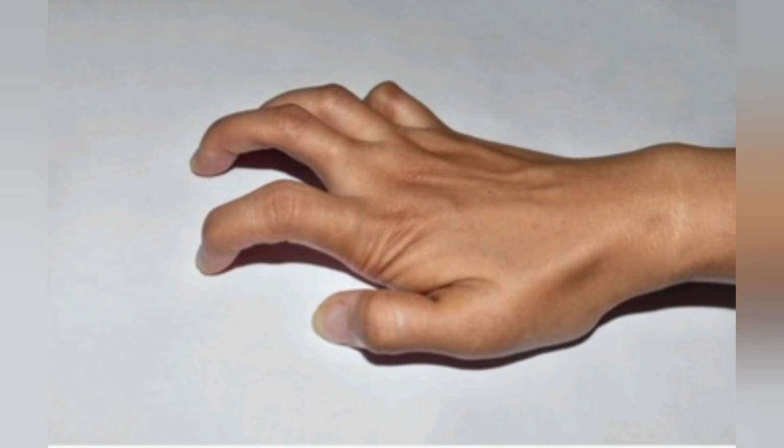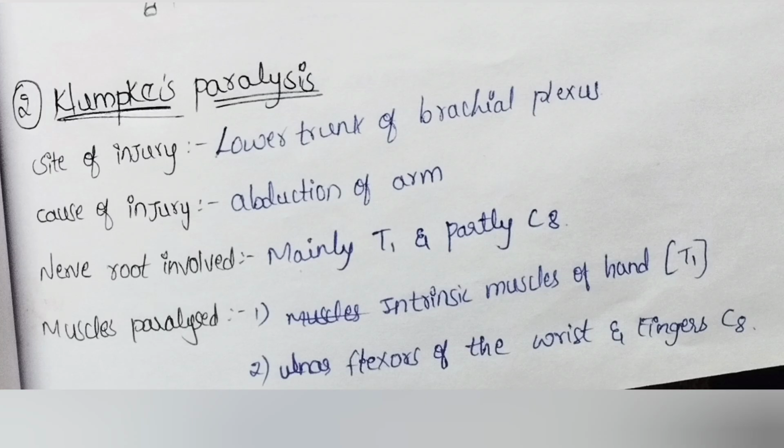Next, the nerve roots involved in this are mainly T1 and partially C8, whereas in Erb's paralysis it is mainly C5, partially C6. In Klumpke's paralysis, mainly T1 and partially C8. Muscles paralyzed in Klumpke's paralysis are the intrinsic muscles of the hand, that is T1, and the ulnar flexors of the wrist and fingers, C8. These get paralyzed in Klumpke's paralysis. Site of injury: lower trunk; cause of injury: abduction of arm; nerve roots involved: T1 and C8; muscles: intrinsic muscles, flexors of wrist.